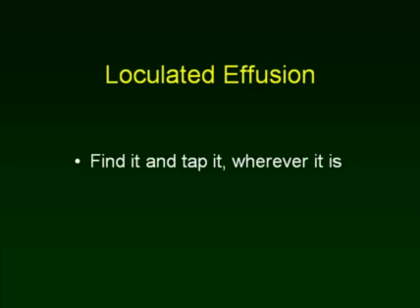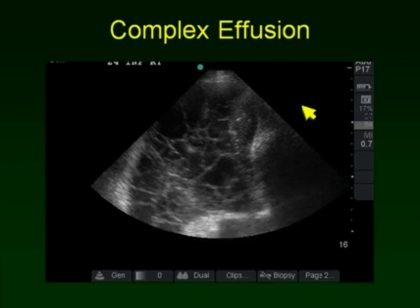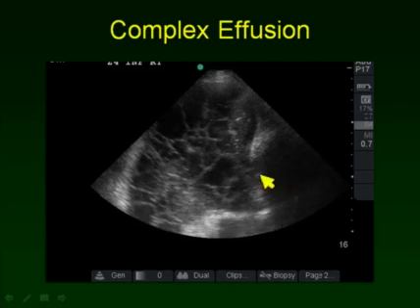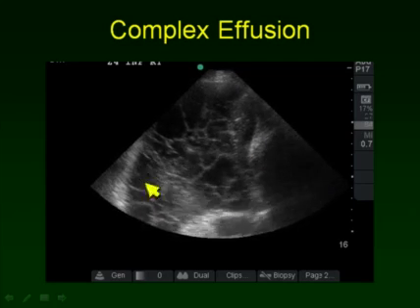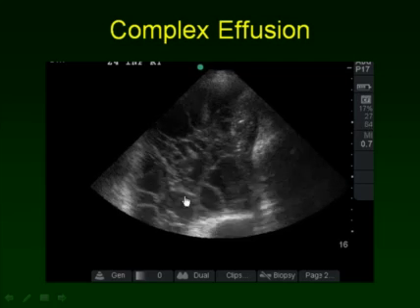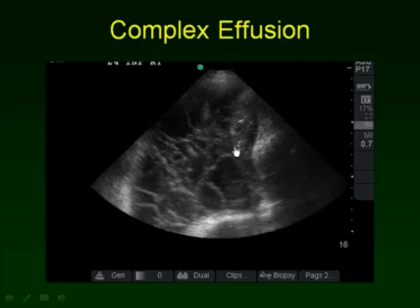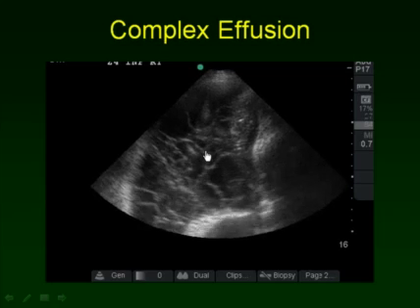A loculated effusion, wherever it's found, the same principles hold. Here's an example of a complex effusion, heavily septated, the diaphragm, the chest wall, the surface of the lung, dynamic findings, rather a hyperechoic element here. This effusion would be typical of a loculated effusion.